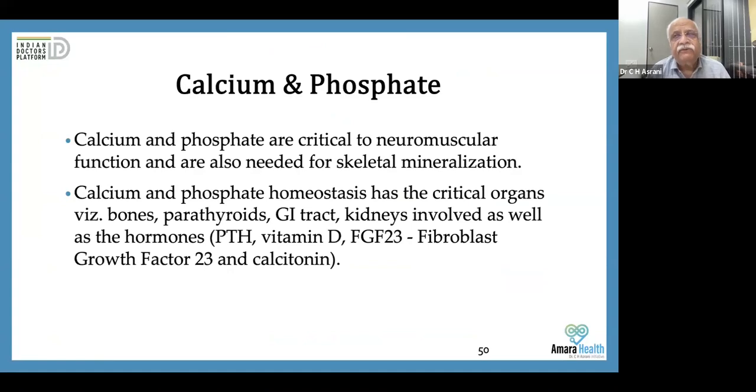Then we have calcium and phosphate. We know calcium phosphate is a major part of the bone. They are also critical to neuromuscular transmission and skeletal mineralization, formation of bones. The homeostasis of calcium and phosphate, critical organs involved are bones, parathyroid, GI tract, kidney, as we saw last time, as well as the hormones parathormone, vitamin D, FGF23, fibroblast growth factor 23. Let's not get into that because that is not for our purpose. That is for an endocrinologist.